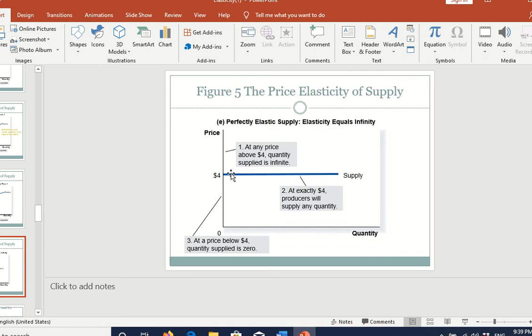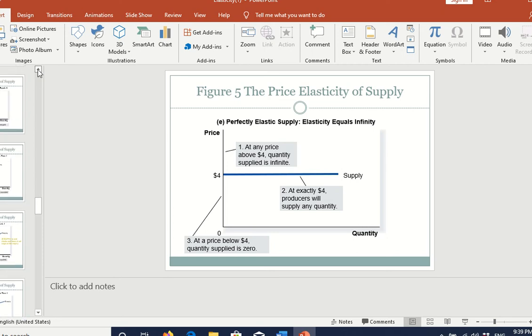So another extreme case, a horizontal supply curve. So this represents a perfectly elastic supply. So this is when the price elasticity of supply is equal to infinity. So at any price above $4, quantity supplied is infinite. At exactly $4, producers will supply any quantity, very flexible. At a price below $4, so even a teeny little bit, the quantity supplied is 0. All the suppliers are gone. So they're very flexible. So it's a perfectly elastic supply.